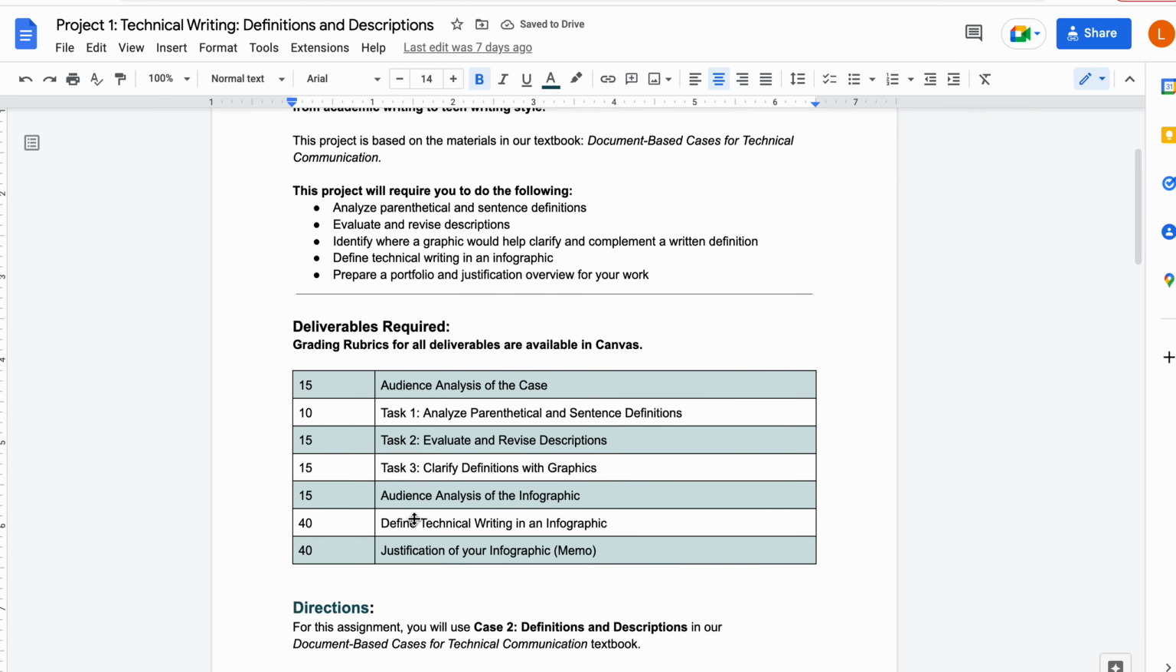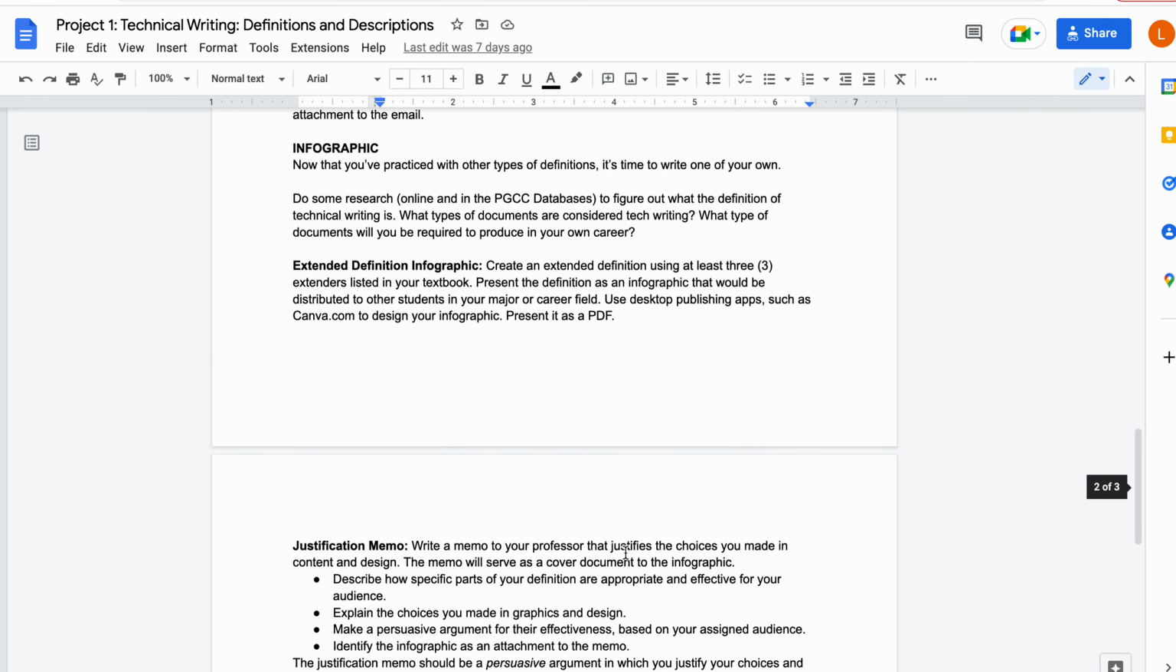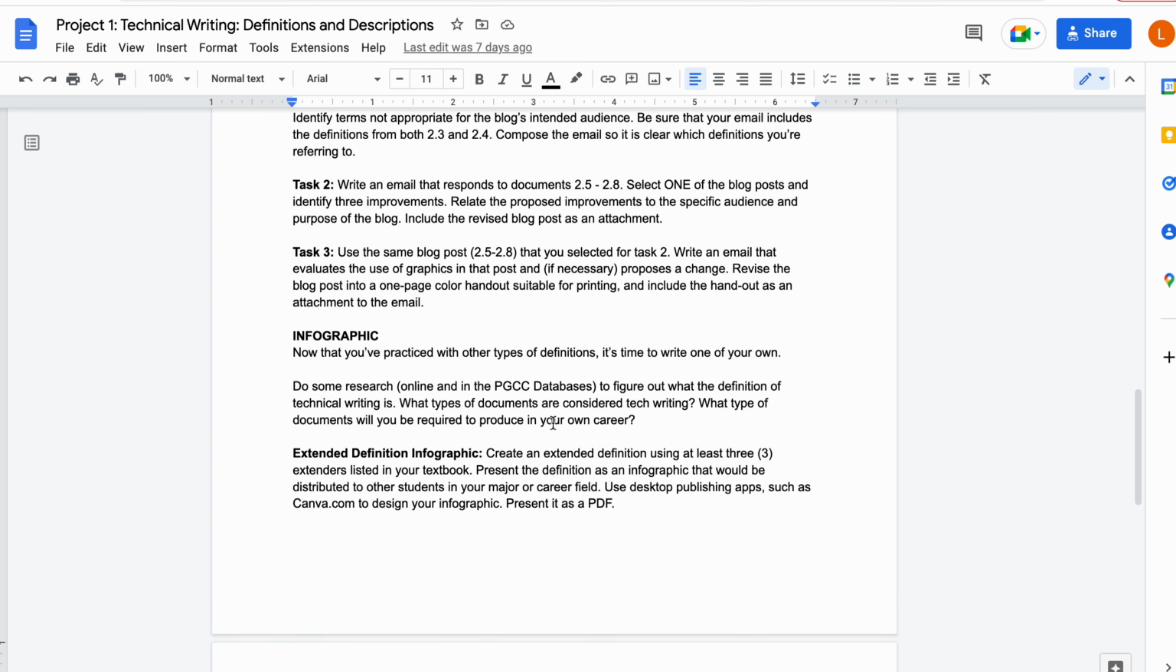So you are going to be completing a technical writing infographic. This is a definition of technical writing and a justification for your infographic. When you come down here, it's going to tell you that for the infographic, now that you've practiced with other types of definitions, you're supposed to write your own definition.